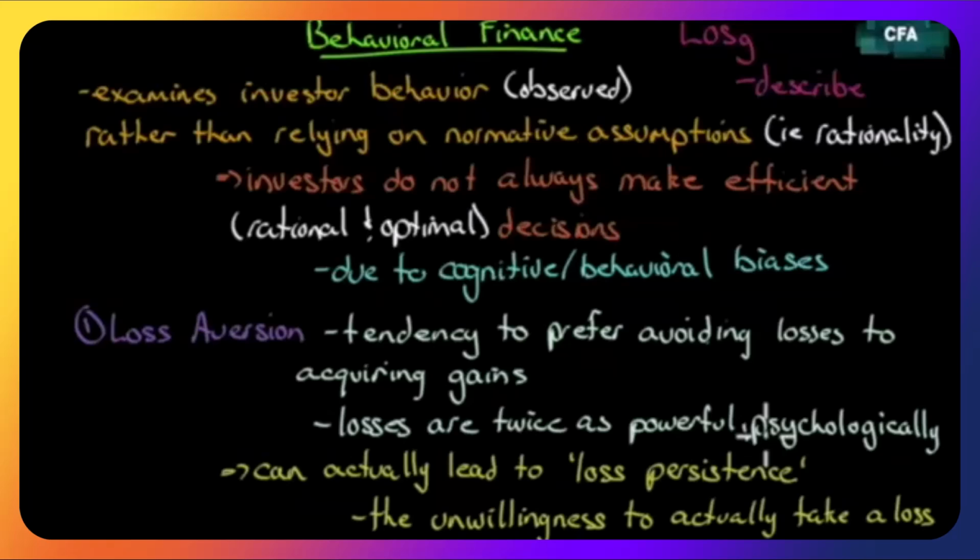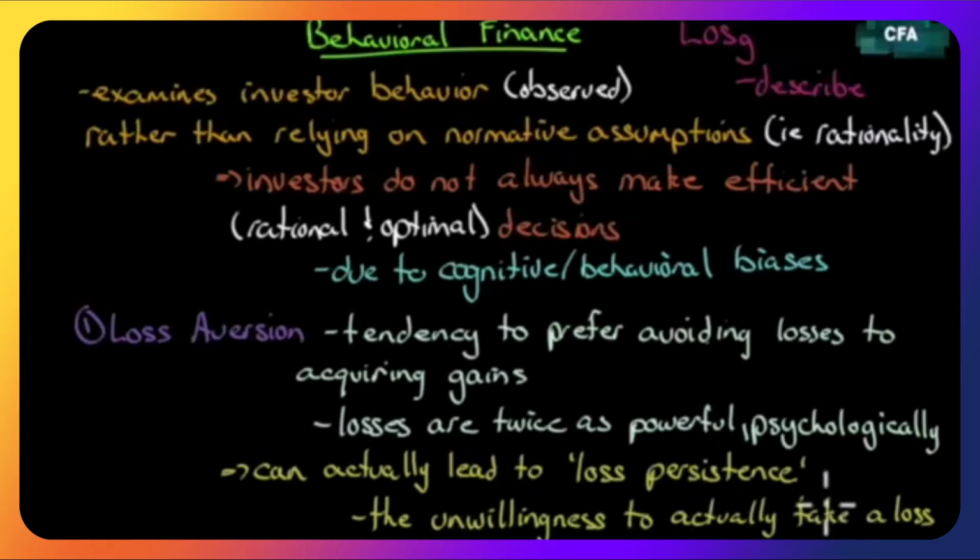We don't feel as good about making 100 as we feel as bad about losing 100. That's what that's saying. Here's the interesting thing about loss aversion now. It can actually lead to something called loss persistence: the unwillingness to actually take a loss.